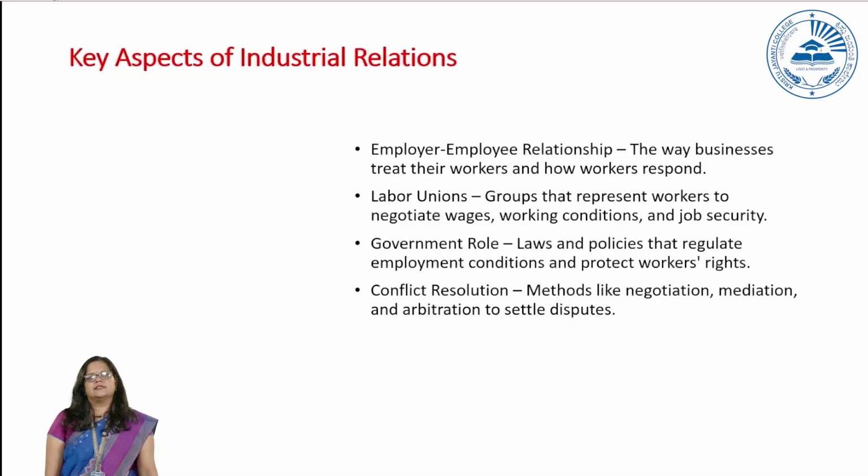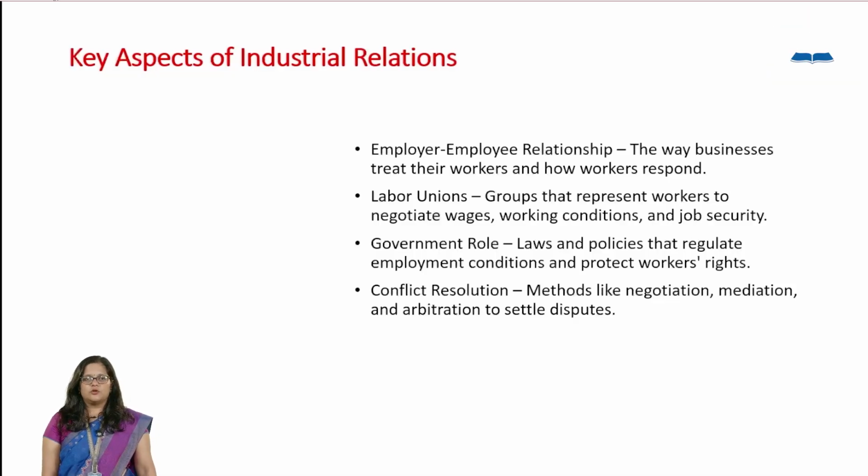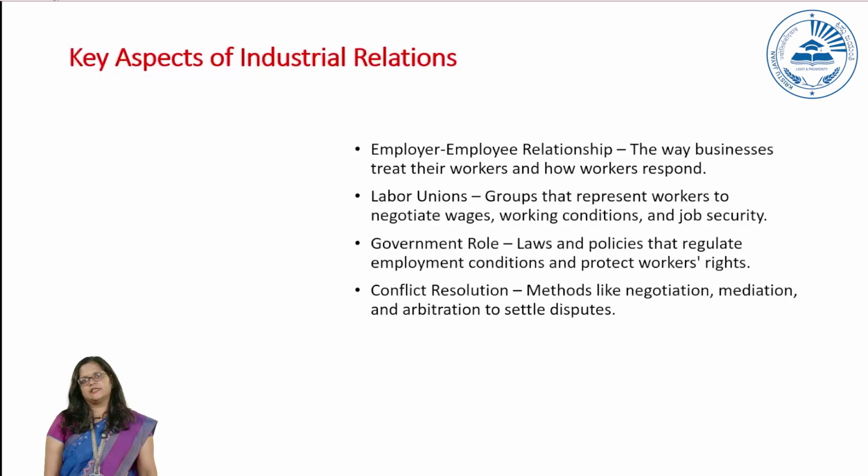And next is regarding the conflict resolution. So basically, in industrial relations, the conflict resolution happens in the form of collective bargaining and negotiation, and also taking a resolution for their matters that have been discussed during the collective bargaining. Okay, so the conflict resolution basically means the negotiation, mediation, or arbitration to settle the disputes or issues which happen between the employers and employees. So these are the key aspects of industrial relations.